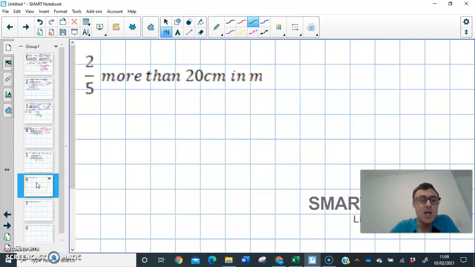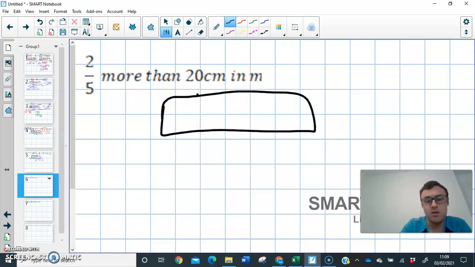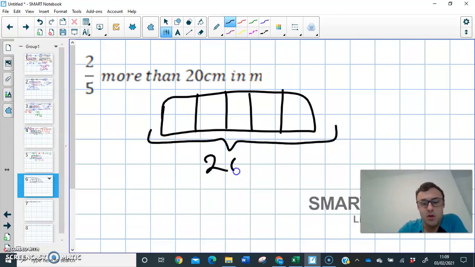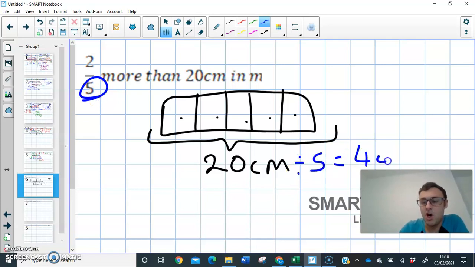Okay. Now, some of you have got slightly harder questions which involve our unit of measure conversions again as well. So 2/5 more than 20 centimetres in metres. Well, I'm going to draw my bar. I'm going to split it into 5, which is there. 2/5 more than 20. So we know the bar is worth 20 centimetres here. And I need to work out what each of these are by dividing by our denominator, which is 5, splitting them into 5 groups. So each of those are worth 4 centimetres.